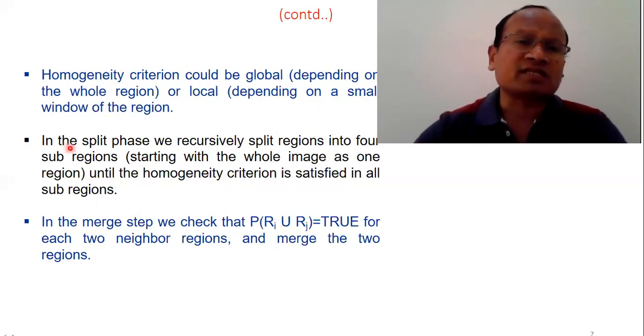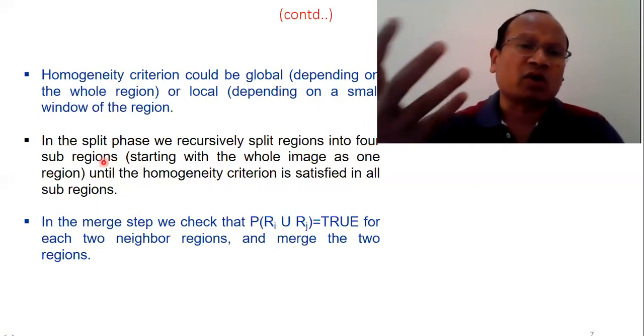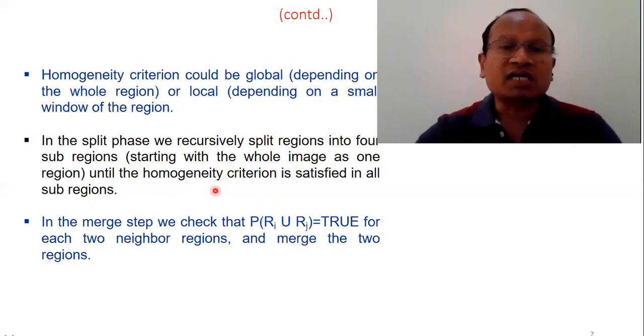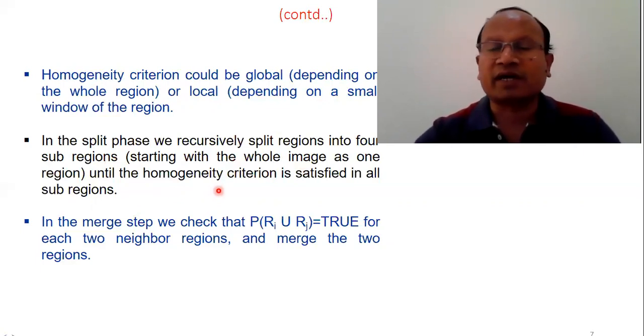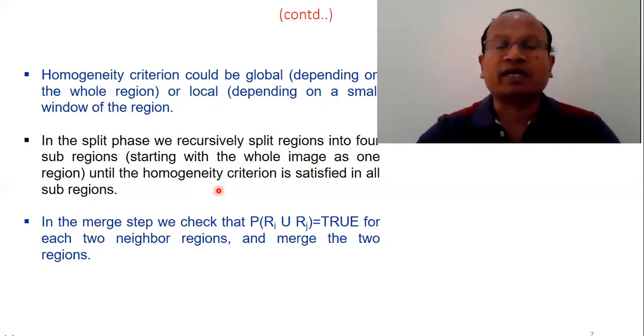In the split stage, we recursively split regions into 4 subregions. I have explained these as quadrants, starting with the whole image as one region, until the homogeneity criterion is satisfied in all subregions. The criterion we are talking about is used to evaluate whether the regions are similar or not.